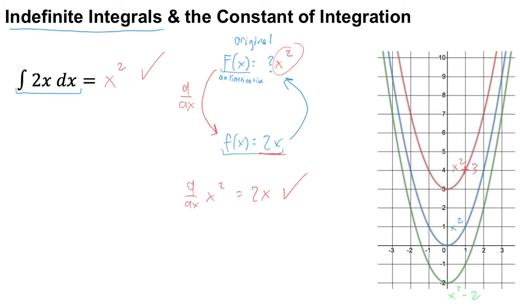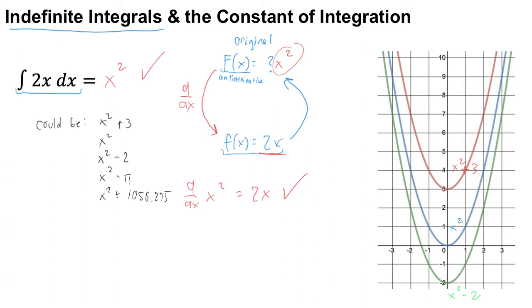So remember over here, we said the answer is x squared, but that's not entirely true because the answer could be x squared plus 3. It could be x squared. It could be x squared minus 2. And it could be x squared minus pi. It could be x squared plus 1056.275. Right? There's an infinite amount of original functions that it could be.